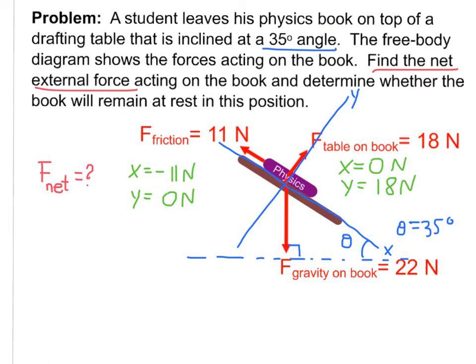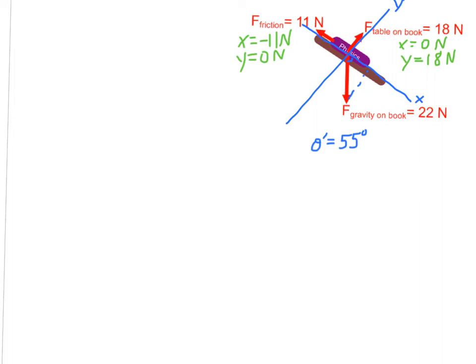So in this case, I'm going to need to know that the sum of all the angles in a triangle is 180 degrees. If I know this is 35 degrees and this is 90 degrees, I know that this angle right here, and I can call that theta prime, theta prime is going to be equal to 55 degrees. At this point, I'm going to go to the next screen and redraw this so that it doesn't get confusing. So here I have theta prime right here is 55 degrees.